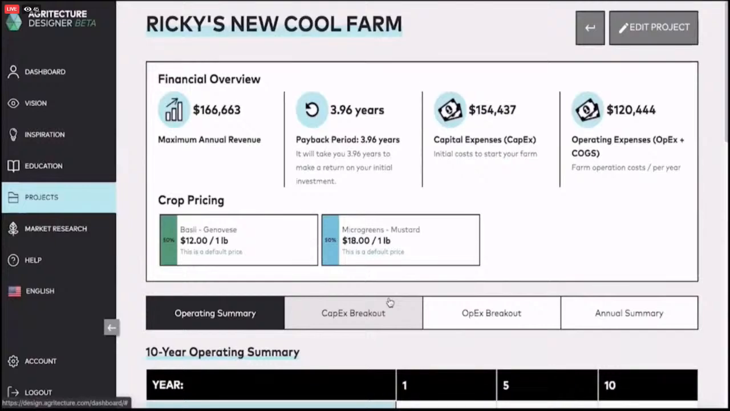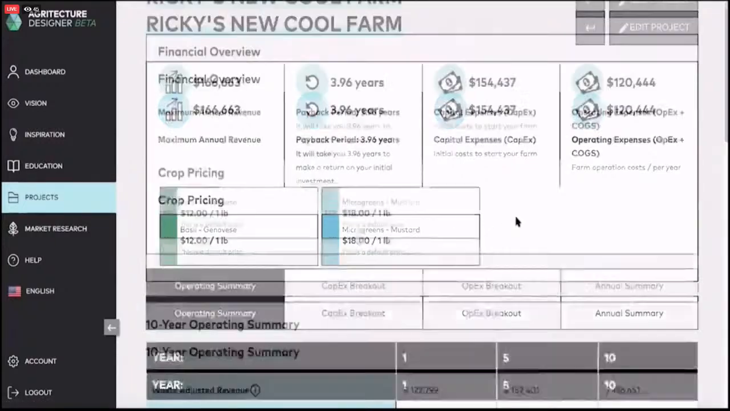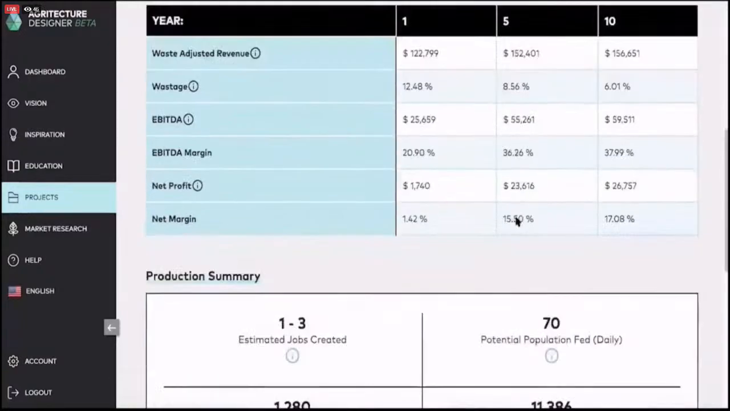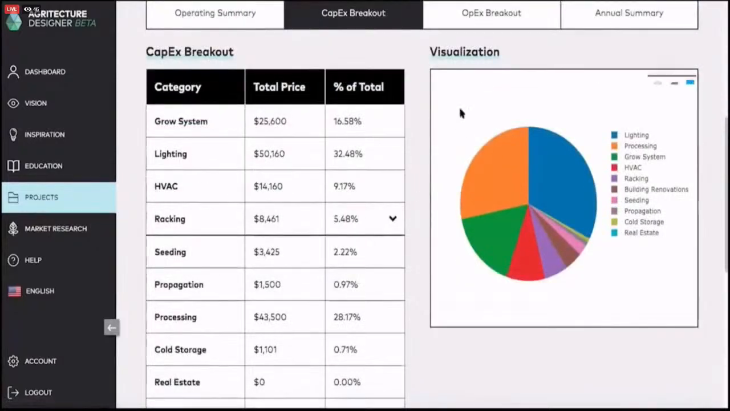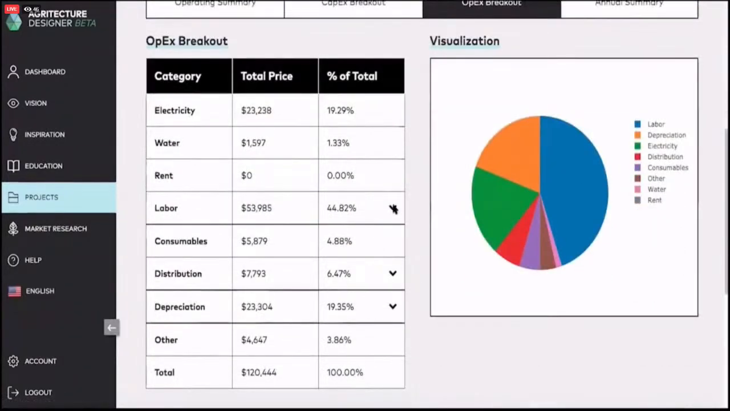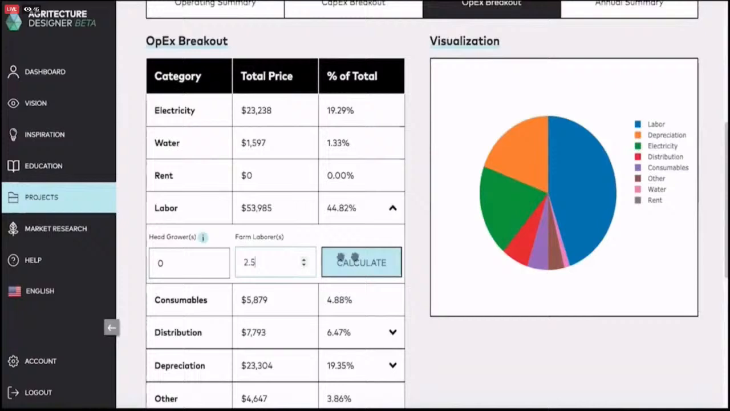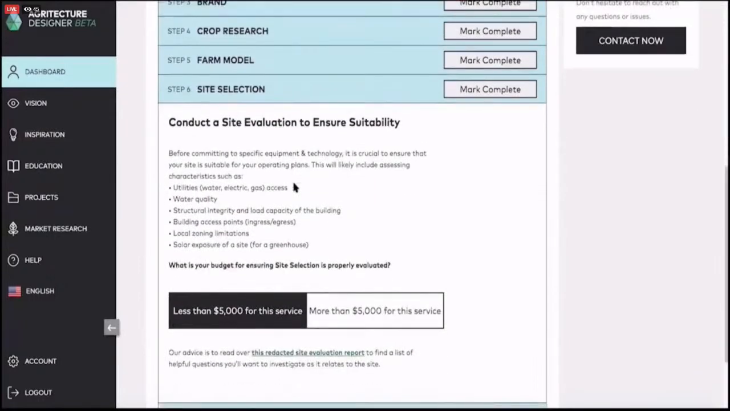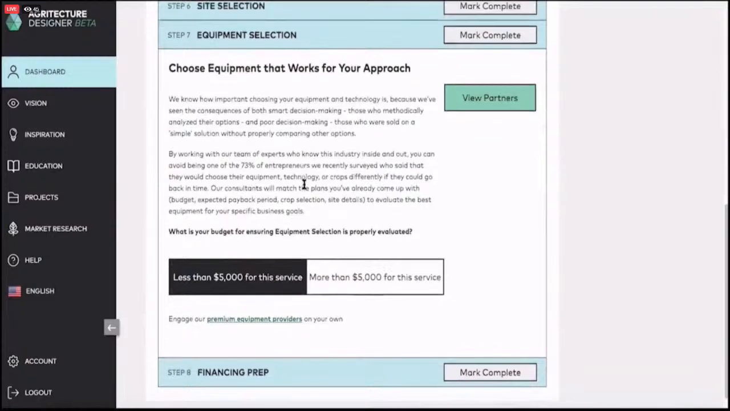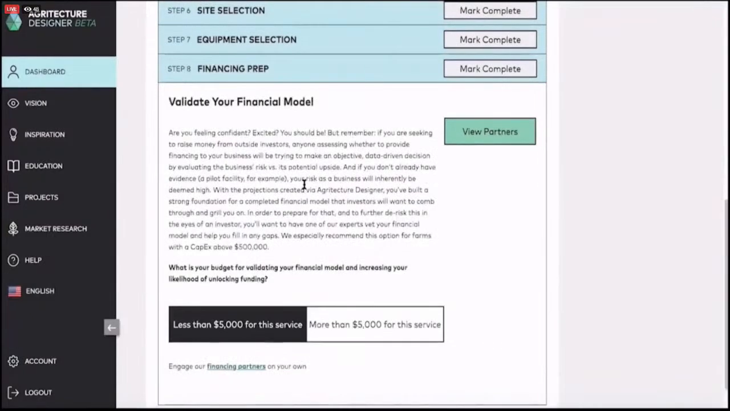Next, our farm modeling tool will allow you to build financial projections for a controlled environment farm anywhere in the world in less than 5 minutes. Finally, our Agritecture consulting staff will advise you on site selection, equipment selection, and financing prep.